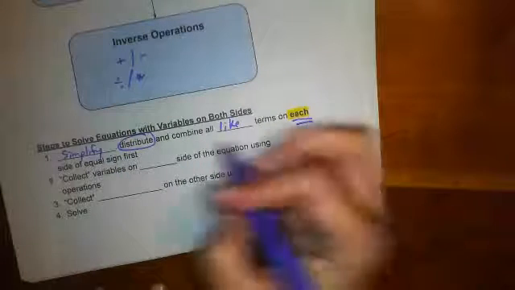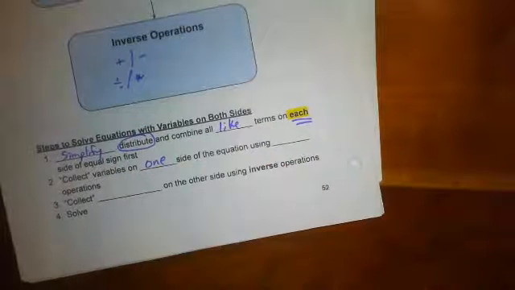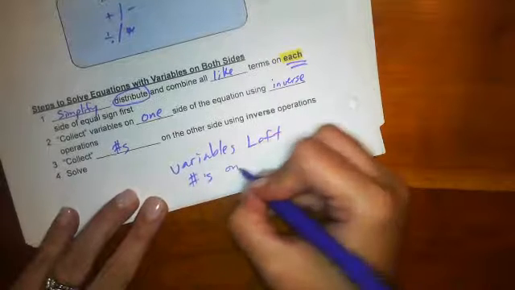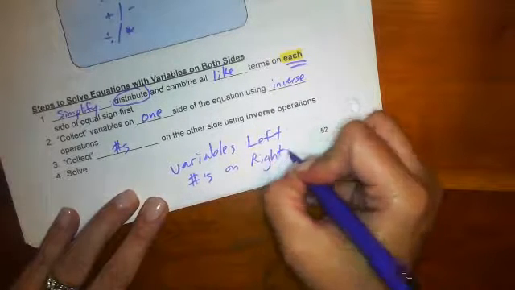Collect variables on one side of the equation using inverse operations. Collect numbers, those are the constants, on the other side using inverse operations, and then we solve. And I typically put the variables on the left side and the numbers or the constants on the right side.